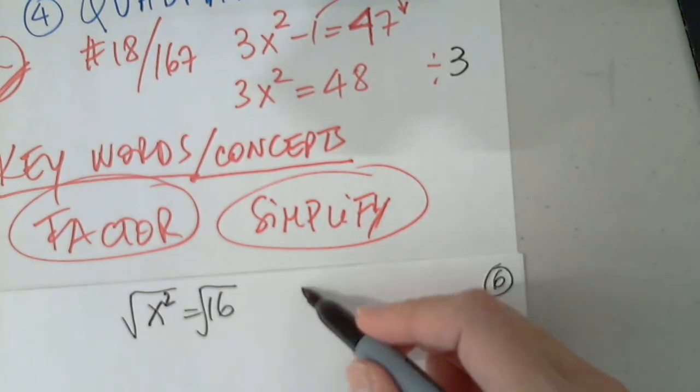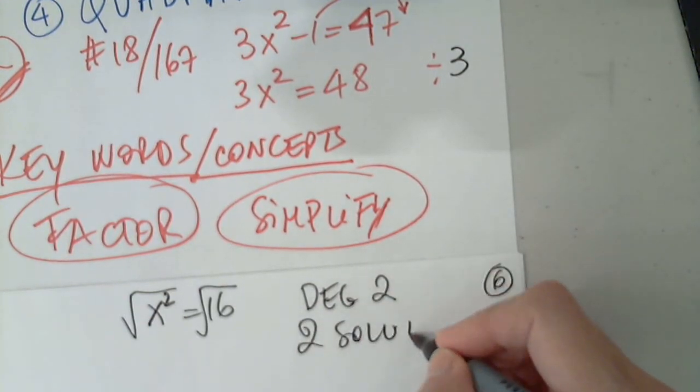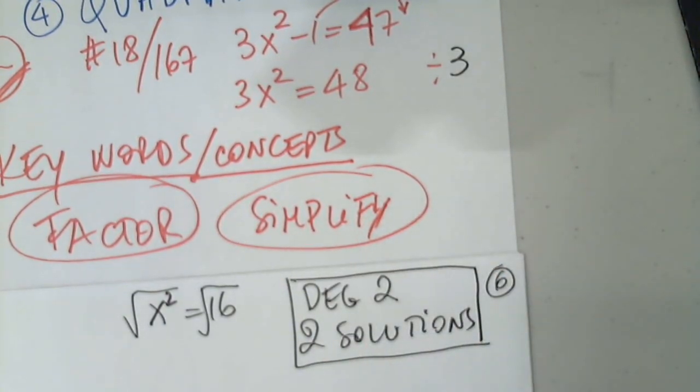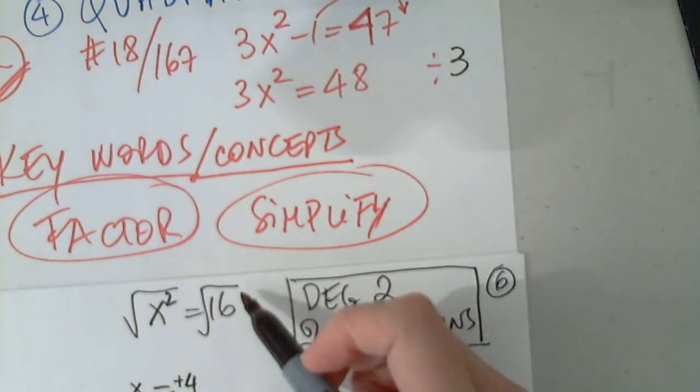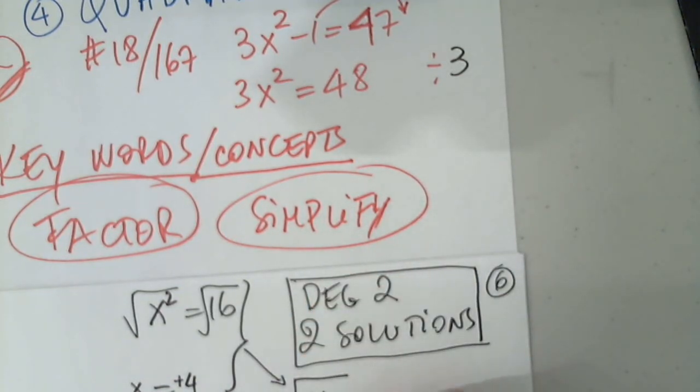Remember, because the degree of this polynomial is 2, we expect 2 solutions. So degree 2 always means 2 solutions. So if I take the square root and I write this, that would be incorrect. x equals positive 4 and negative 4? Positive 4 and negative 4. But this makes some of my students draw the conclusion that the square root of 16 equals plus or minus 4. False. The square root of 16 does not equal plus or minus 4.